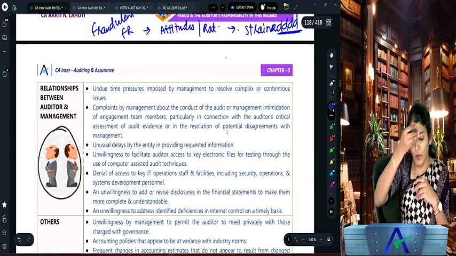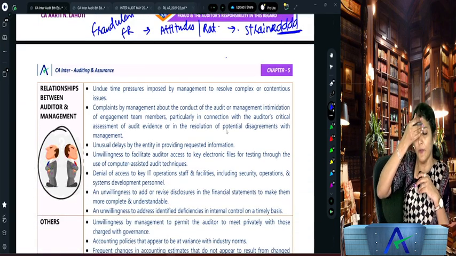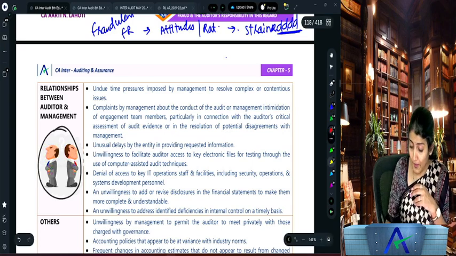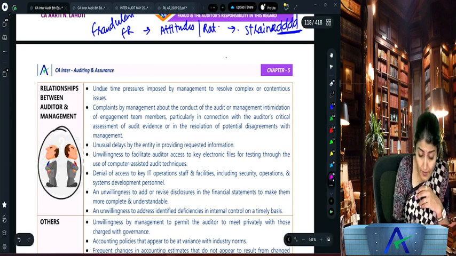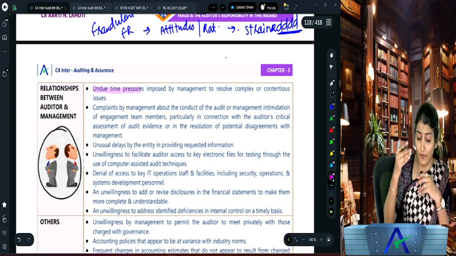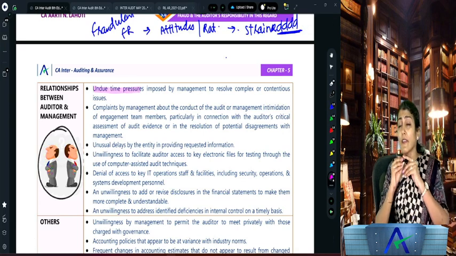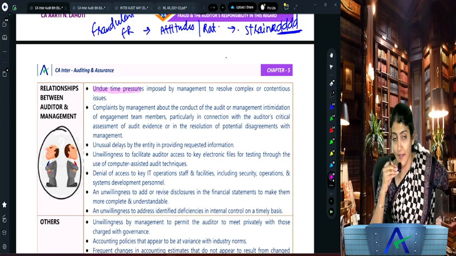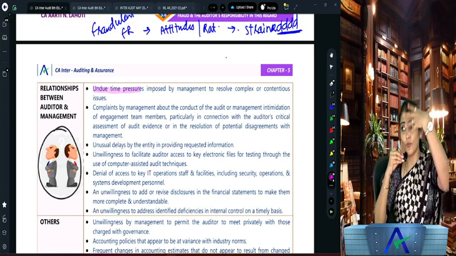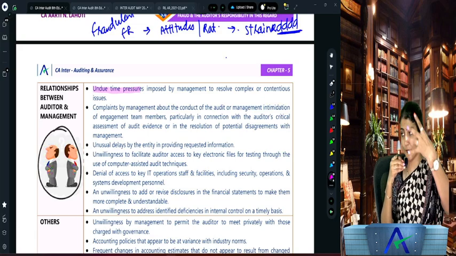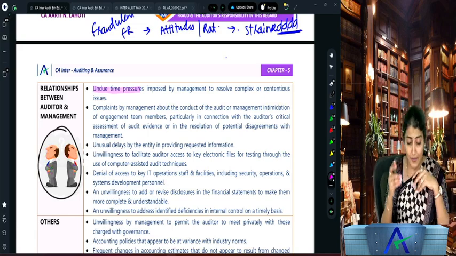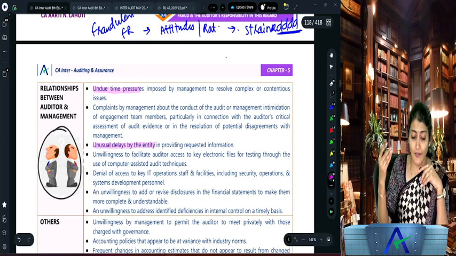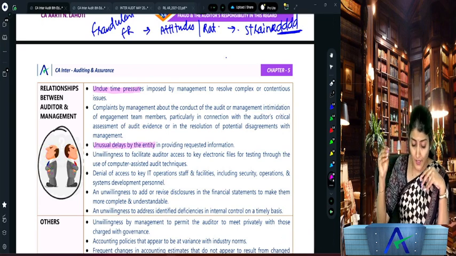What did they tell the auditor? Auditor, start your audit on 2nd April and give us the report by 5th April. So what are they doing? They are putting the undue time pressures on the auditor. Then auditor since last 20 days is asking for the minutes of the meeting. And every day what management is telling? Tomorrow. Tomorrow I will give you. Tomorrow I will give you the minutes of the meeting. So there is the unusual delays by the entity in providing the requested information.